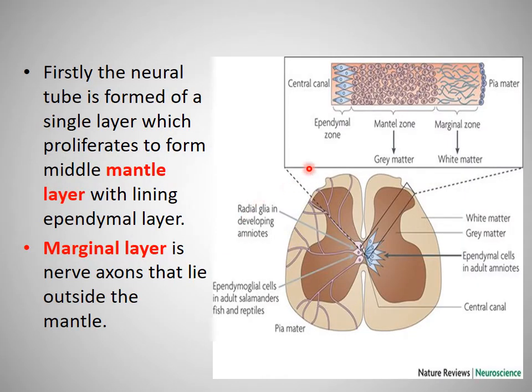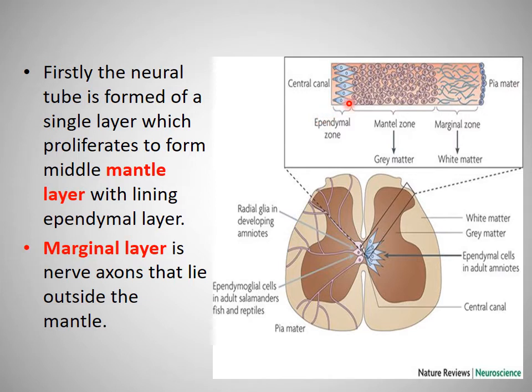Now, this layer of the neural tube, which is the layer of cells close to the central canal, is called the ependymal layer or the ventricular layer. Now, this ventricular layer or the ependymal layer of cells gives rise to all the types of cells, and it forms the different layers.